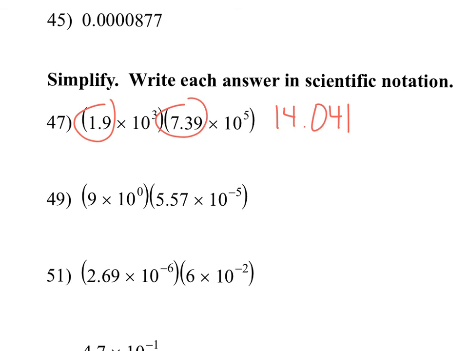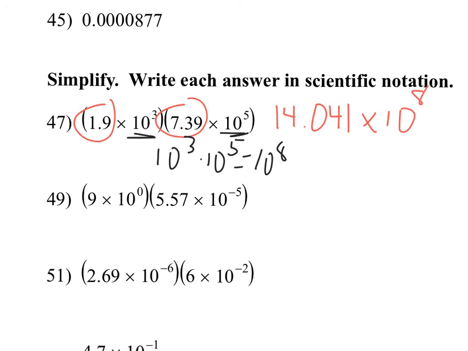14.041. Okay, and then it's going to be times 10 to the power, and what I do with those is I have 10 to the third times 10 to the fifth. So imagine multiplying 10 to the third times 10 to the fifth. The rule is you add the exponents, so that'll be 10 to the eighth. So this exponent up here is going to be 8.